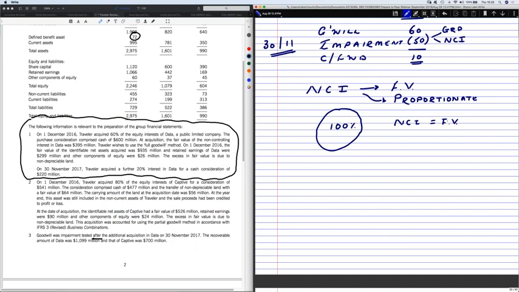Now, let us change the policy, and let's make the policy for the NCI proportionate. Okay, what am I now going to do with this?